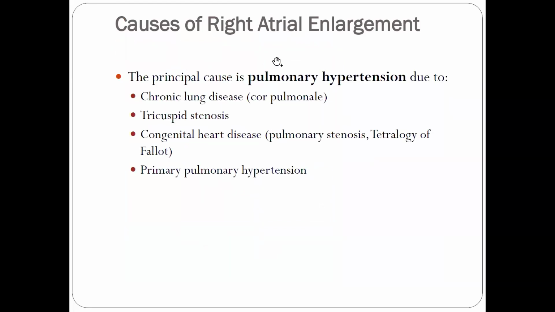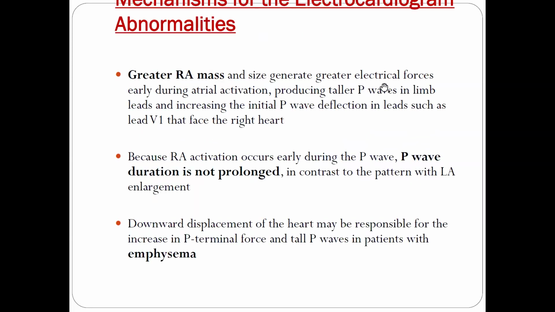So what are the causes of right atrial enlargement? It is primarily due to pulmonary hypertension and chronic lung disease, tricuspid stenosis, congenital heart disease, and primary pulmonary hypertension. So what is the mechanism responsible? As I've already said, the mechanism causing these ECG abnormalities is the greater RA mass.